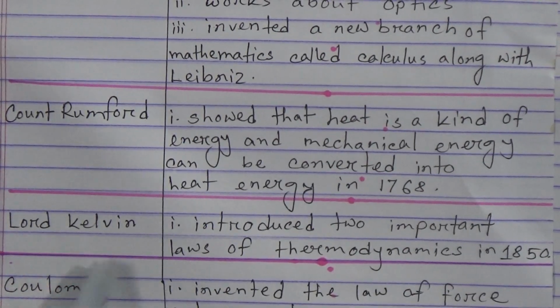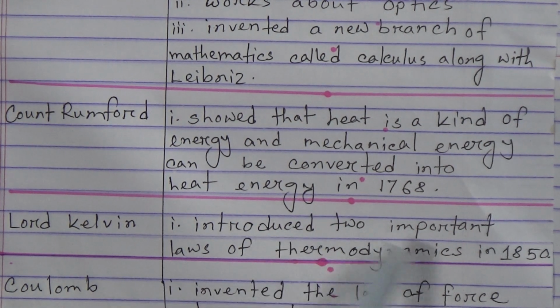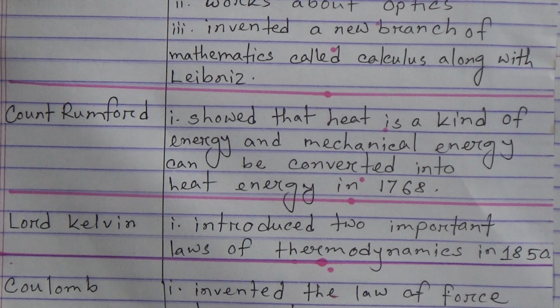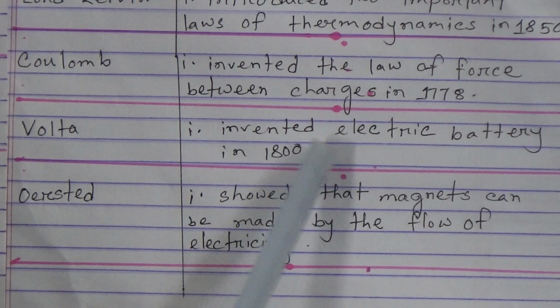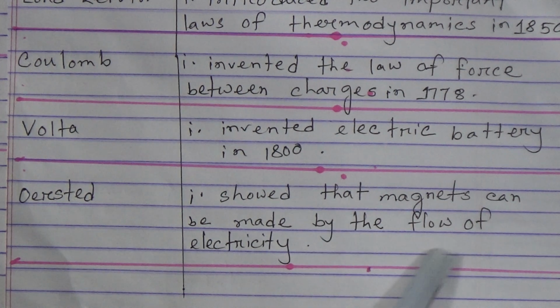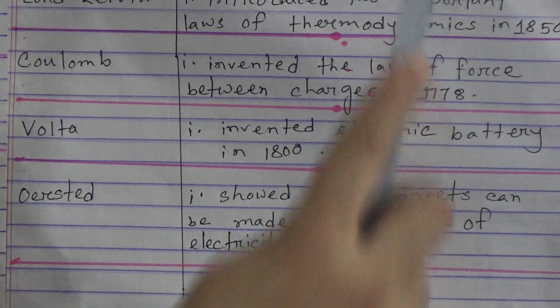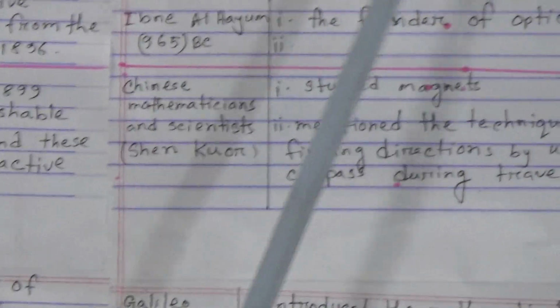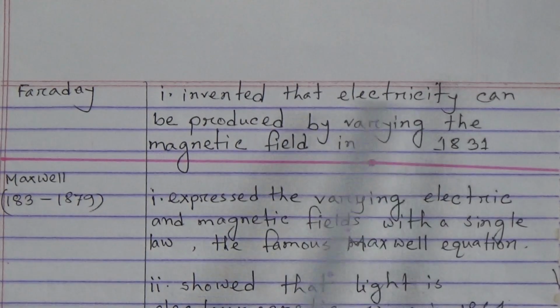Lord Kelvin introduced 2 important laws of thermodynamics in 1850, and Coulomb discovered the laws of force between charges in 1778. Now come to Volta. Volta invented the electric battery in 1800. Oersted showed that magnets can be made by the flow of electricity, and Faraday discovered that electricity can be produced by varying the magnetic field in 1831.